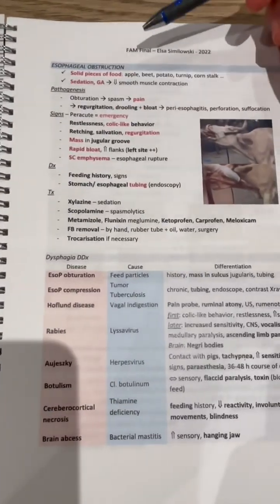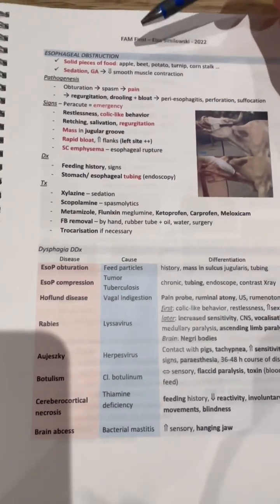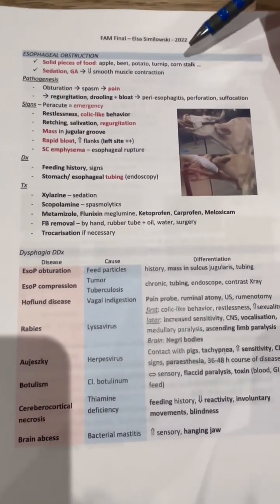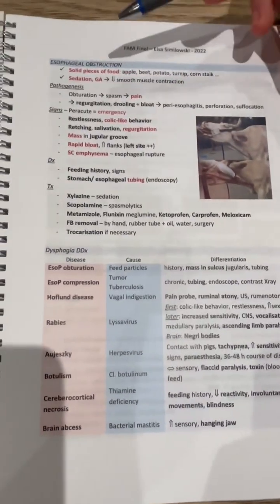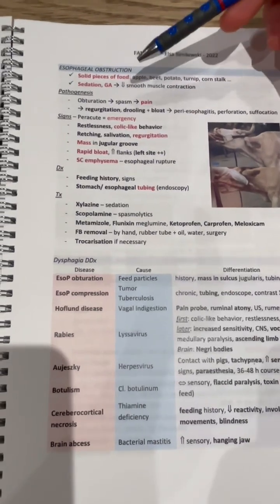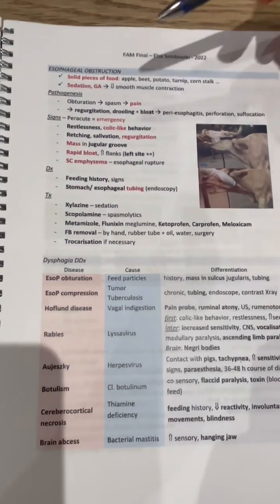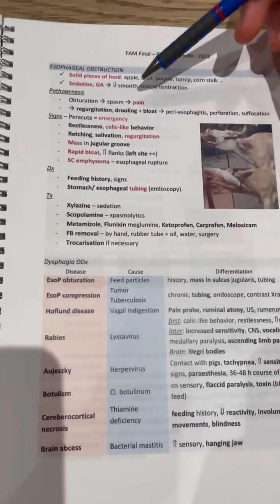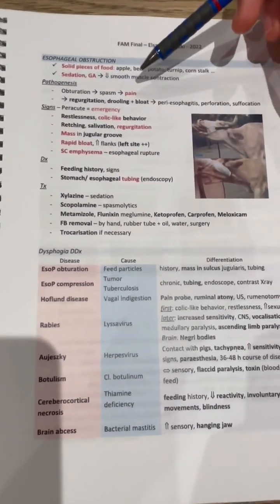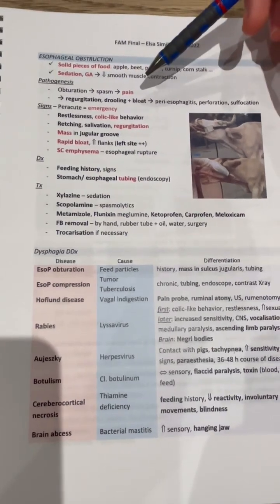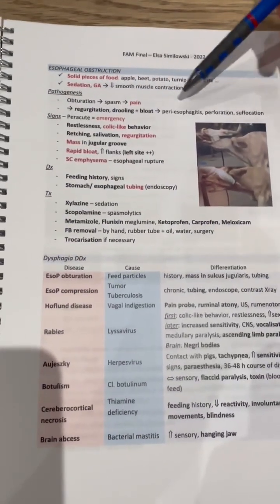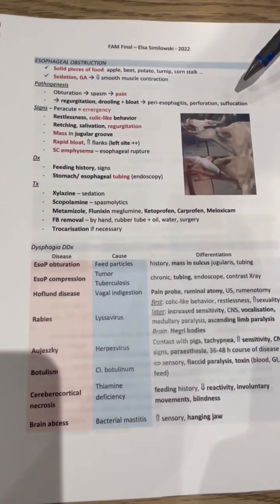For esophageal obstruction, it's caused by solid pieces of food such as apple, beet, potato, turnip, and cornstalk. When you do sedation and give general anesthesia, this decreases smooth muscle contraction as well. For the pathogenesis, obturation causes spasm and pain. This will also cause regurgitation, drooling, and bloat. And it can lead to esophagitis, perforation, or suffocation.